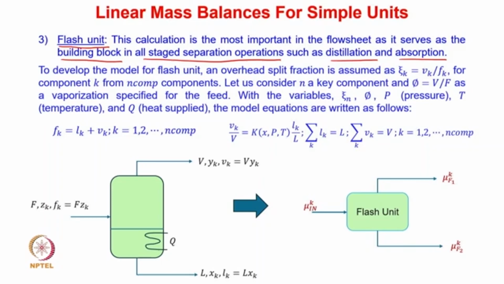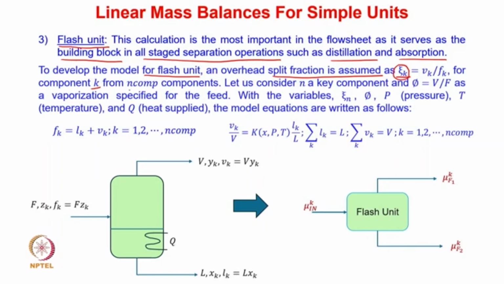Okay, so in order to develop the model for the flash unit, an overall split fraction is assumed. So the overall split fraction zeta k is nothing but what? Zeta k is nothing but Vk divided by Fk. Here Vk is the molar flow rate of the kth component in the vapor, and Fk is the molar flow rate of the kth component in the feed. So Vk by Fk is going to give us the zeta k.